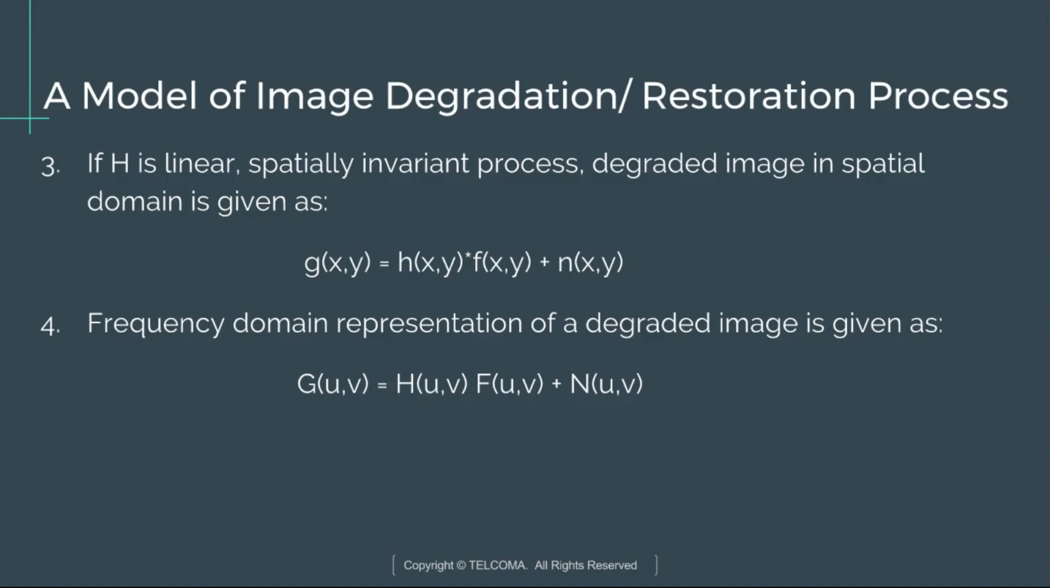The degradation function H(u, v) sometimes is called the optical transfer function, that is OTF, a term derived from the Fourier analysis of optical systems. In the spatial domain, small h(x, y) is referred to as the point spread function, that is PSF, a term that arises from letting h(x, y) operate on a point of light to obtain the characteristics of the degradation for any type of input. The OTF and PSF are a Fourier transform pair, and the toolbox provides two functions, that is otf2psf and psf2otf, for converting between them.